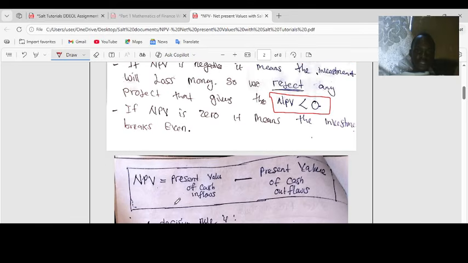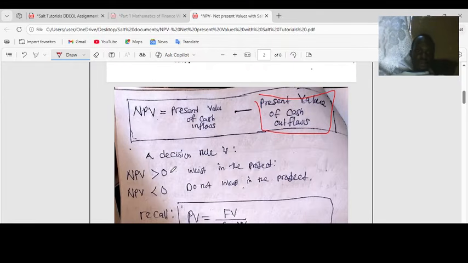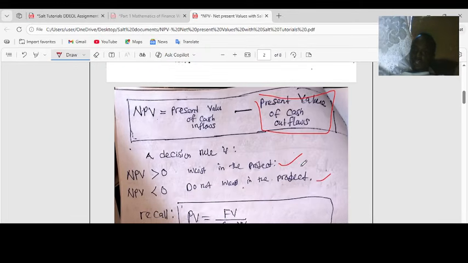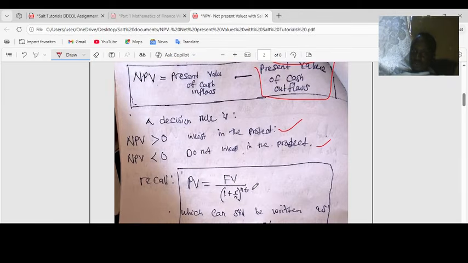From the formula here, NPV should be equal to the present values of the cash inflows minus the present values of the cash outflows. Remember, inflows, the money you're expected to receive. Outflows, the money which you invested or which you spent. And the decision rule is when NPV is greater than 0, you can go ahead and invest in the project. If NPV is less than 0, you don't invest in the project. So what are we finding? We are finding all the present values of the cash inflows. At the same time, we are finding all the present values of the cash outflows. But you have to remember this formula.